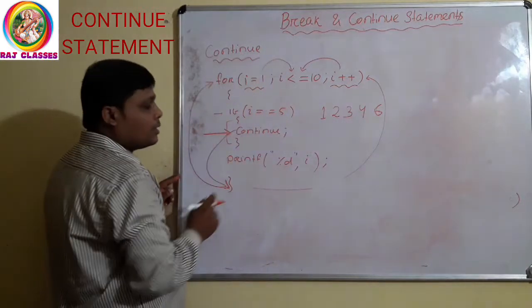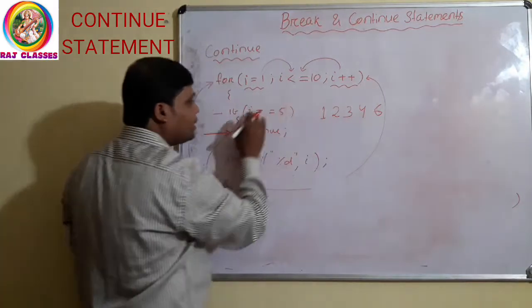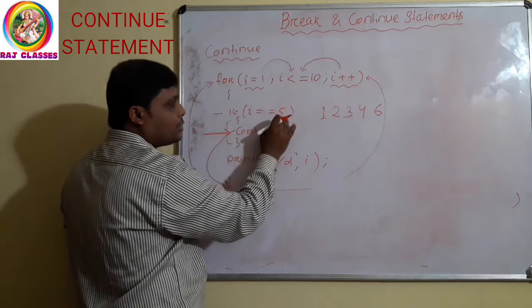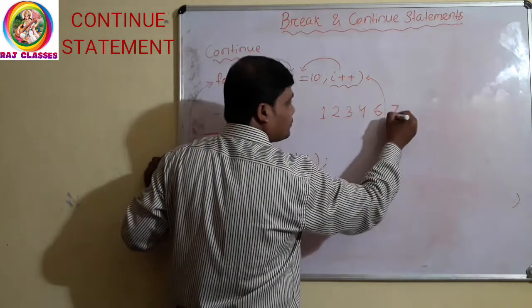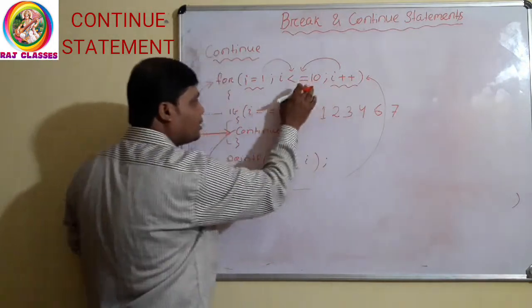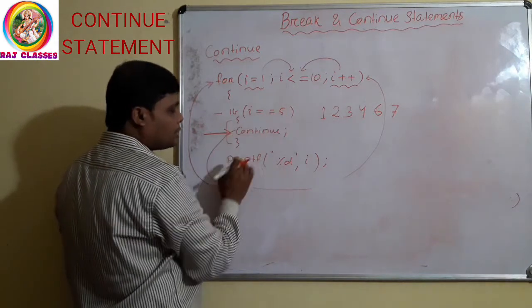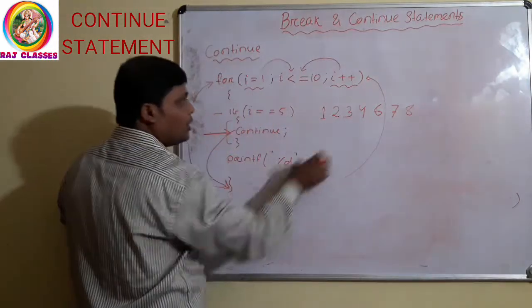Just see. Then I value will be incremented. It will be 7. 7 less than or equal to 10. The condition is true. Then it will come to here. The condition is false. It will not execute this. It will print 7. Same way, I value will be 8. 8 less than or equal to 10. Condition true. 8 equal to 5, condition false. It will print 8.